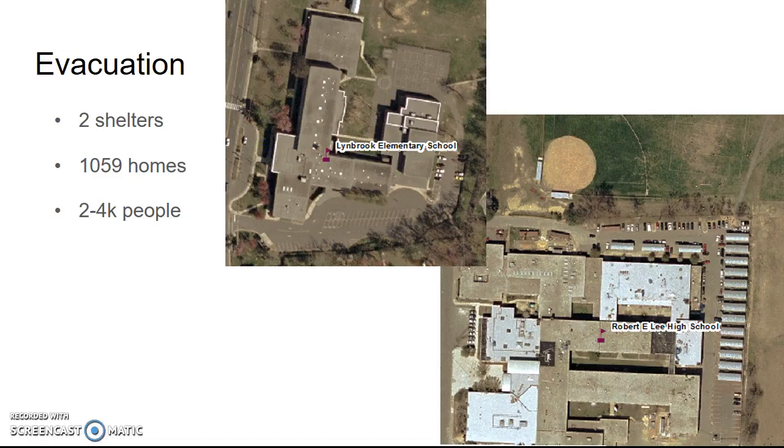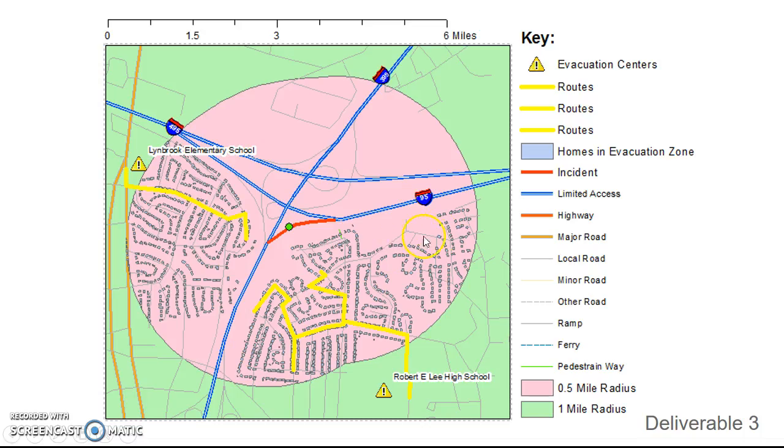So getting people out of their homes, waking them up, and evacuating people, they're going to be going to Lindbergh Elementary School and Robert E. Lee High School, depending on where they live. These 2 shelters would house 2 to 4,000 people within the 1,059 homes.